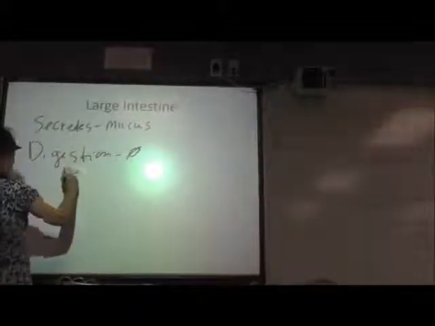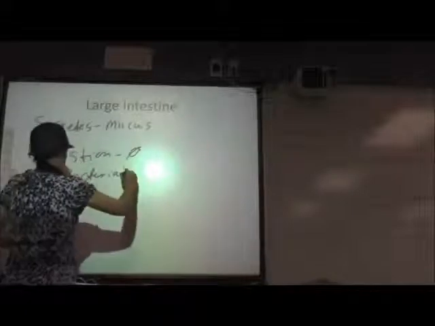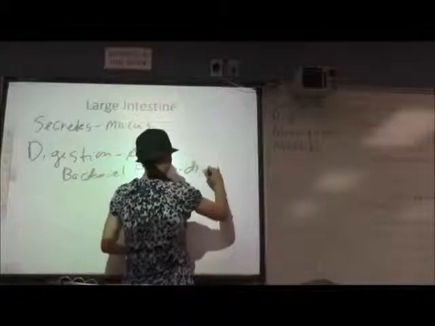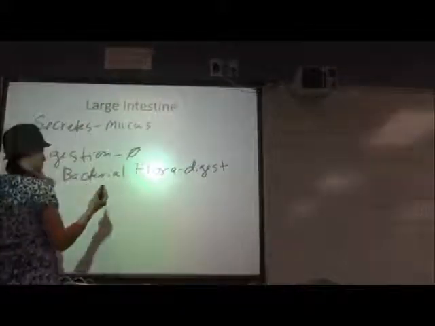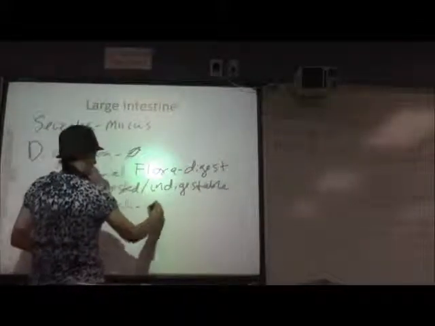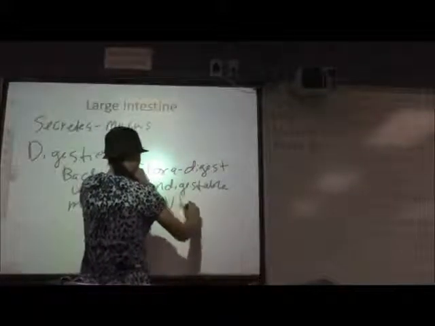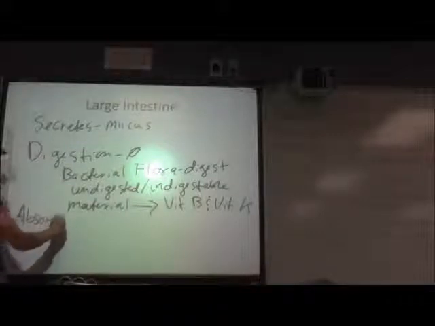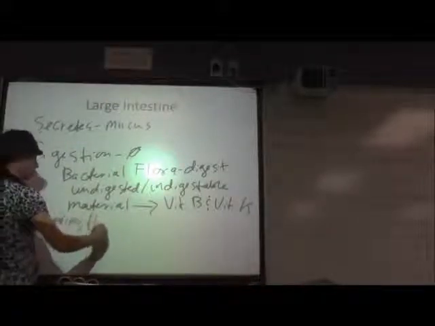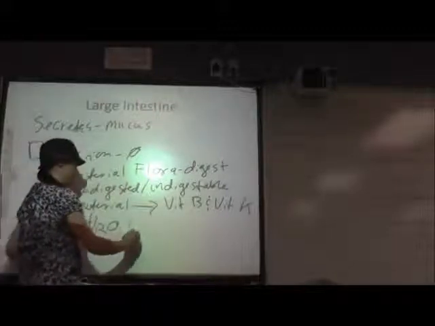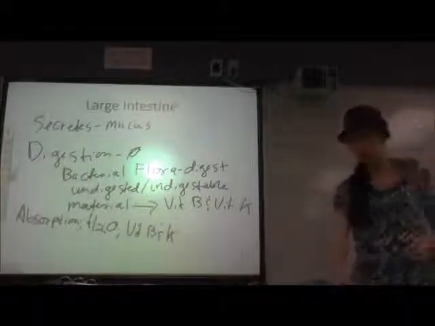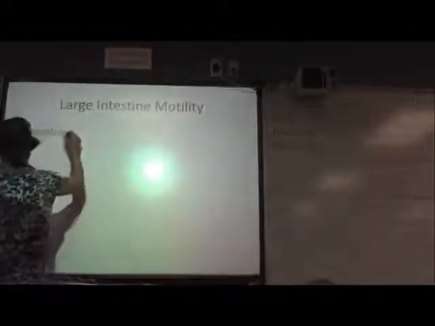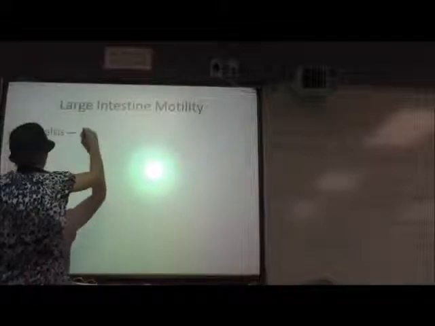But we have bacterial flora, and they are digesting all of your undigested or indigestible material. And then they are going to release vitamins B and K. So for absorption in the large intestine, we're going to be absorbing a lot of water and vitamins B and K. For motility in the large intestine, we have peristalsis, which does what it always does. It's propelling the material forward, toward the rectum.